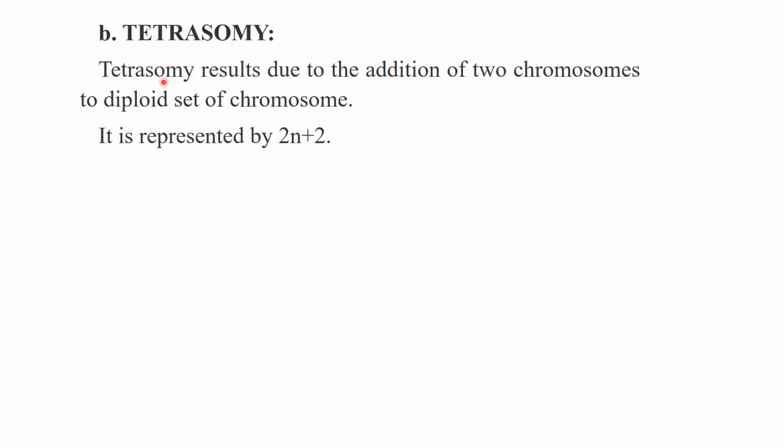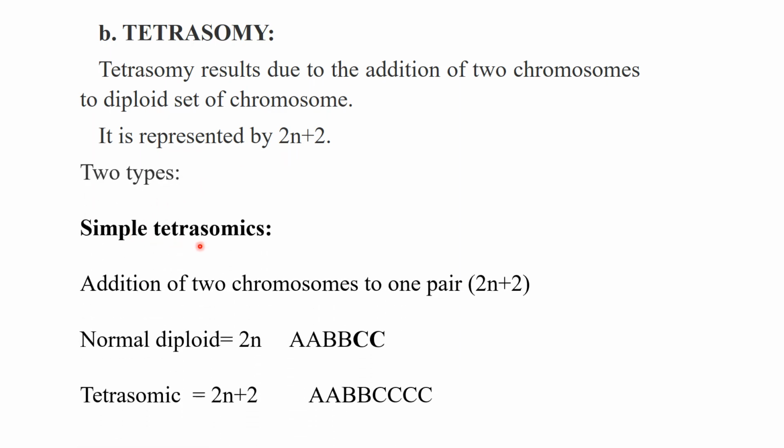Tetrasomy. Tetrasomy results due to the addition of two chromosomes to the diploid set of chromosomes. When two chromosomes are added to the diploid set, the condition is called tetrasomy, 2n plus 2. There are two types. Simple tetrasomic: addition of two chromosomes to one pair. That is called simple tetrasomic.